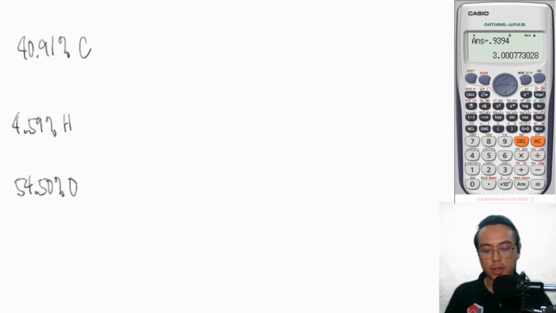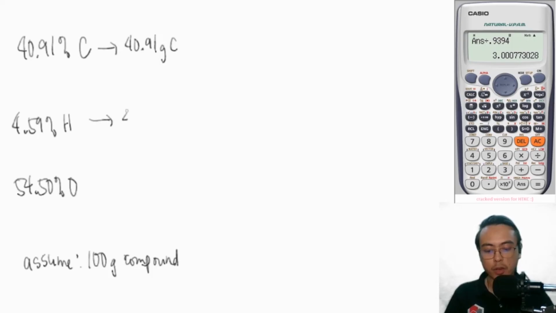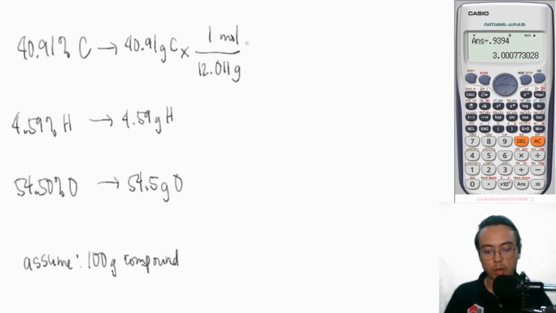Next, we assume that we have 100 grams of the compound. Doing so, we obtain 40.91 grams of carbon, 4.59 grams of hydrogen, and 54.5 grams of oxygen. Now we can convert this to moles. The molecular weight of carbon is 12.011, for hydrogen that is 1.008, and for oxygen that is 15.999.